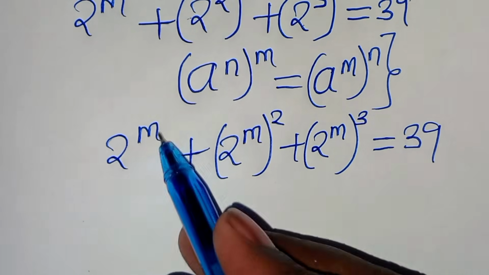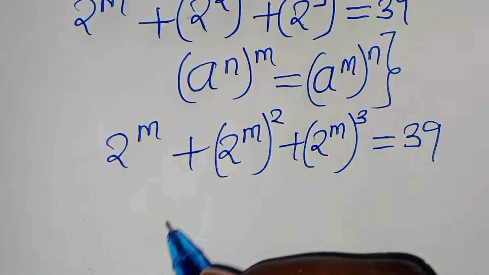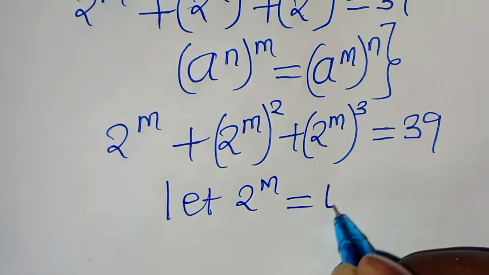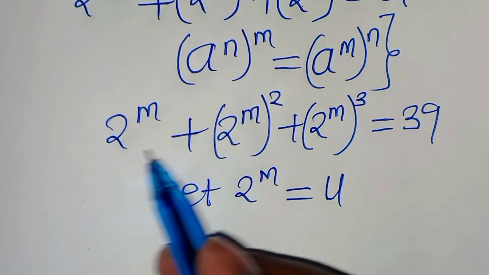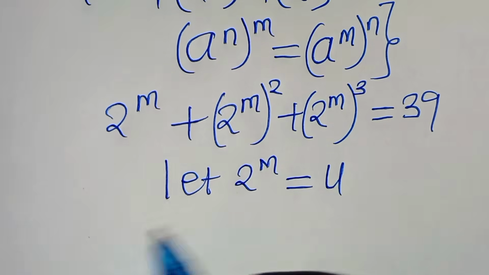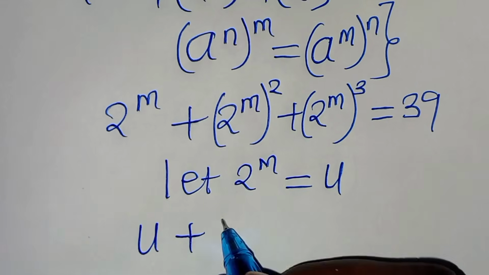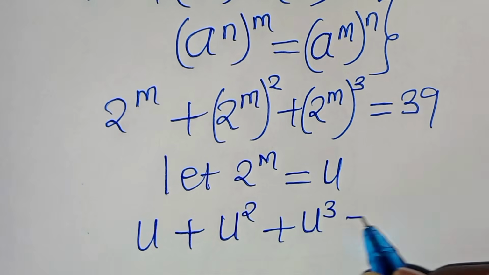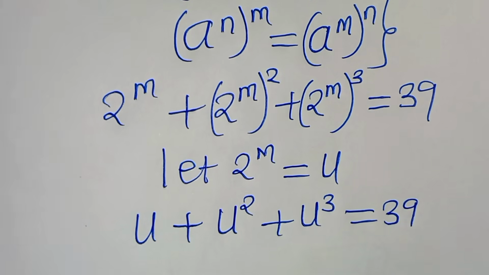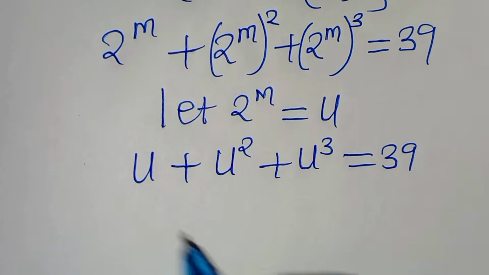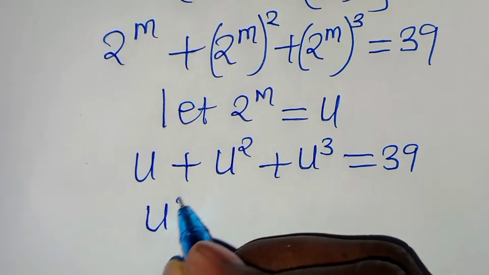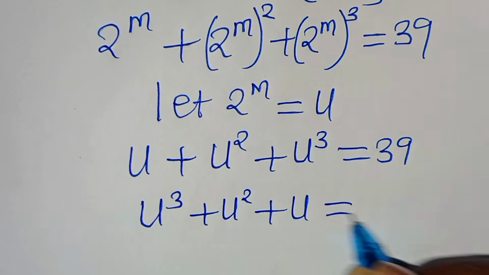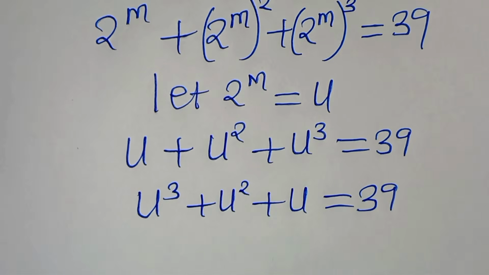Now we have 2^m is common here, so we can let 2^m be equal to u. So let's express this equation in terms of u, so that we have u plus u^2 plus u^3. This is equal to 39. Now, this means we have u^3 + u^2 + u = 39.